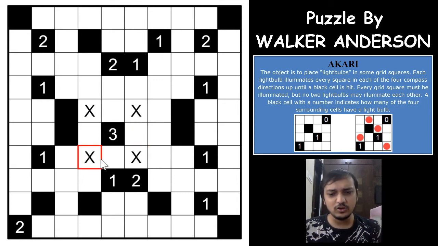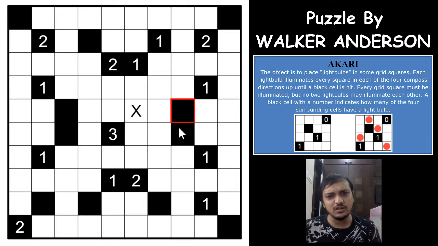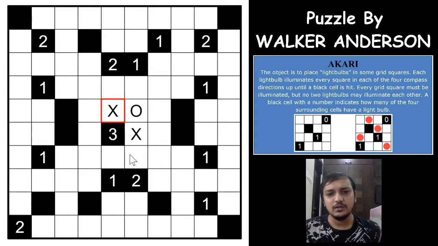Why is it the case? Because if you have a light bulb here, both of these cells cannot be light bulbs, because light bulbs cannot see each other in a straight path unless the view is blocked by a black cell, right? But there is no black cell here which is blocking the view, which means if you have a light bulb here, both of these cells will be eliminated by a light bulb, and you will have only 2 places for the 3 as light bulbs, right? So that is not possible. This is one of the things.